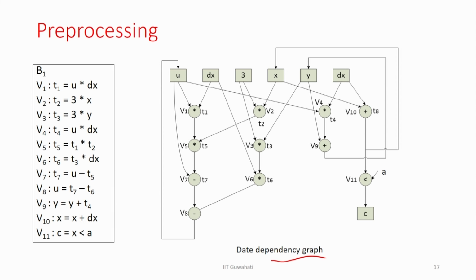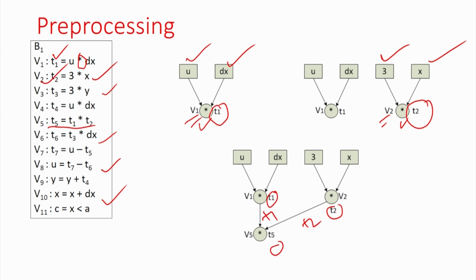So, what it signifies? I cannot execute V8 unless V7 or V6 both are executed. Similarly, I cannot execute V5 unless V1 and V2 are executed, and similarly for other operations, right. So, I cannot do this unless this V4 is executed. This is how it gives you the idea how the data dependency works and which operation will execute first and then which operation next, right. So, this is what is preprocessing.